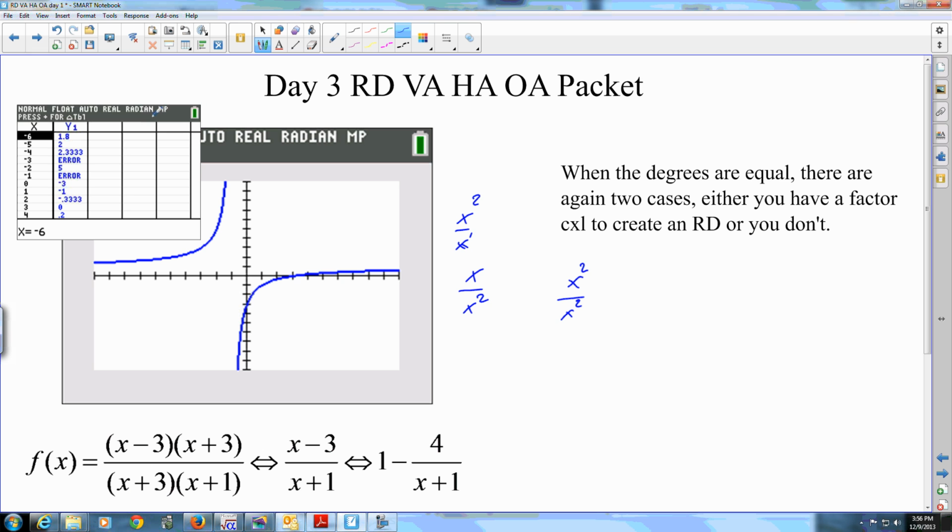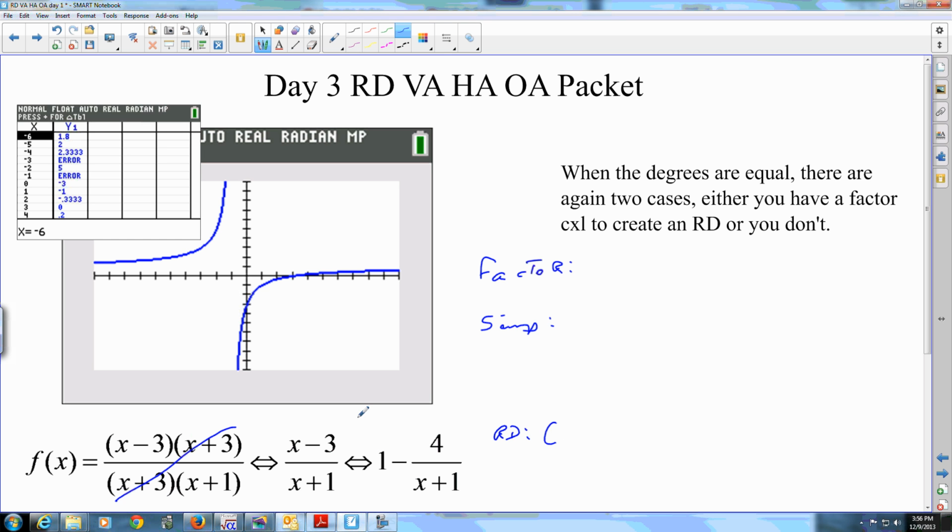The first thing I've always asked you to do is to factor it, and then if possible simplify it. So I've gone ahead and I've factored it. And what you can see is that this is going to simplify. Right away, as soon as that cancels out, you know that you're going to have a removable discontinuity. You know you're going to have a hole.